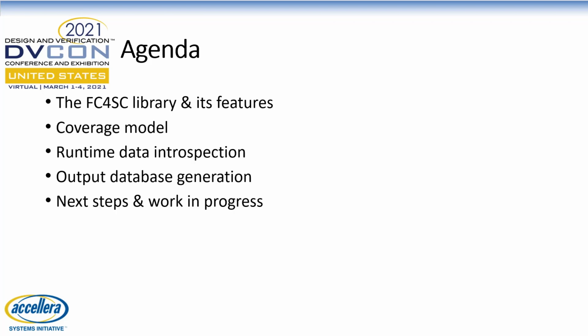For this topic, I will introduce the FC4SC library and its features. Then we will spend some time on different aspects involving the coverage model construction. After that, I will show you a way to inspect coverage data at runtime. And next, we'll take a look at how the output looks and how to generate one. Finally, I will talk about the next steps and the current work in progress for this library.